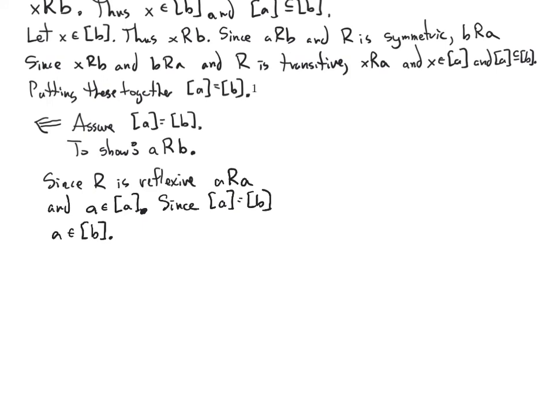And what does it mean to be in an equivalence class? It means that it's related to B. Thus, A is related to B, because that's what it means to be in an equivalence class. It is related to that element. So we're done. We showed that A is related to B. So that was a nice, simple argument for that direction.